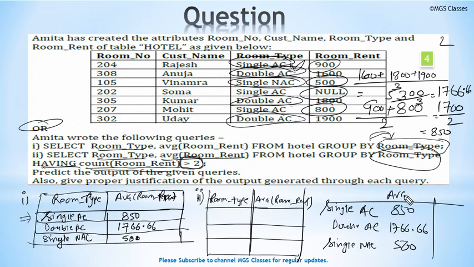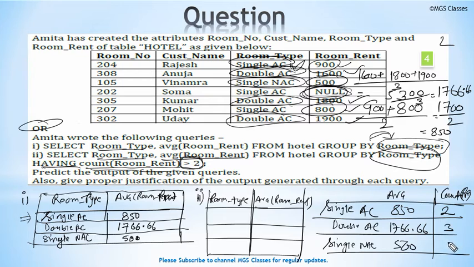Now this is average, and one more thing we need to calculate here, count of this room rent, I am writing RR. Okay, so here if we count for single AC, how many rows are there on the room rent excluding null values? So single AC 1 and 2 values only, because null will not be counted, so its value will be 2. Double AC, how many values are there? 1, 1 this, 2 this, and 3, so 3 values are there. And single NAC we are only having the 1 value.